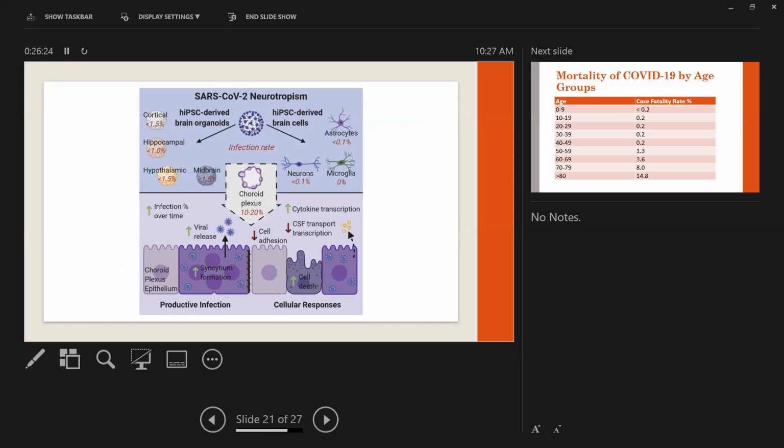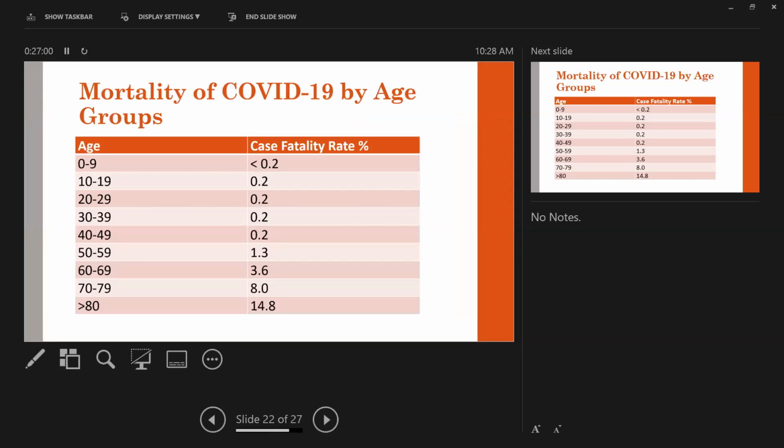This has been shown with in vitro cultures of stem cells, and this is the reason why people suffer from encephalitis and meningitis during severe disease. Also, people who've recovered from COVID-19 can sometimes have psychiatric manifestations. That's probably due to brain damage from infection of the brain by the virus. Granted, this is not common, but if you have millions of infections, it's going to be common enough that the healthcare system needs to be aware of this.